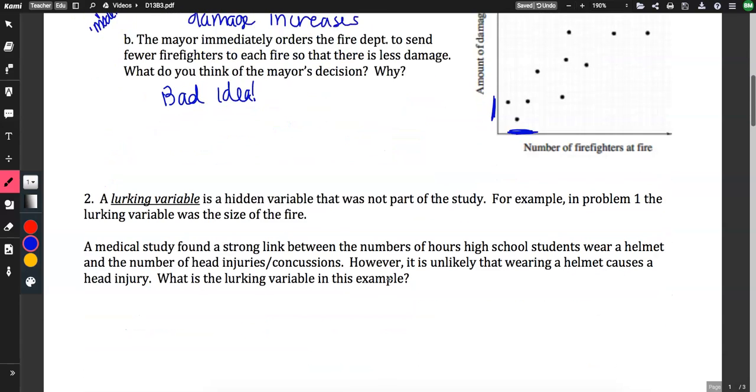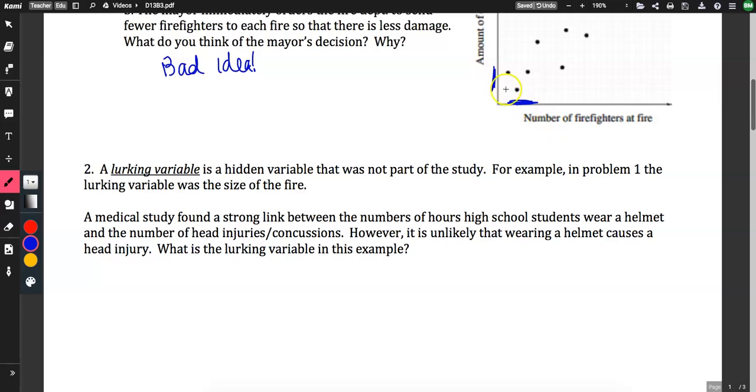So that other reason why these two variables are related is what we call a lurking variable. Lurking, it's like hidden in the background, kind of sneaking around. It's a hidden variable that is not part of the study. So for example, what hopefully came to your head was it has nothing to do with how many firefighters are there. It's about the size of the fire. If the fire is really bad, you're going to have to send a lot of people and there's going to be more damage. So that's another variable that's influencing both of the variables we were talking about at the beginning.